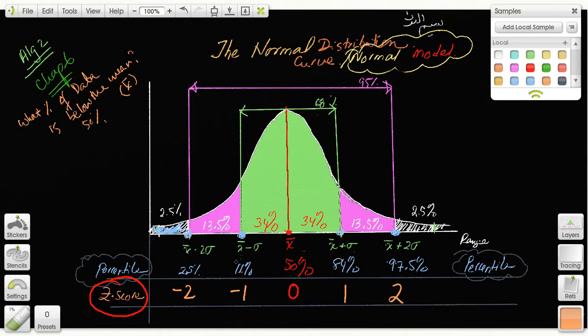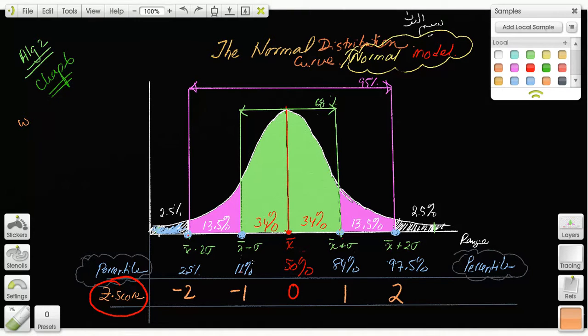Now what percent of the data is below 2 standard deviations below the mean? So if you have the mean and if you take 2 standard deviations from it, what percent of the data is below that? Well, 2.5% of the data is below that, right? So this is the general basic outline of the normal model or the normal distribution curve.